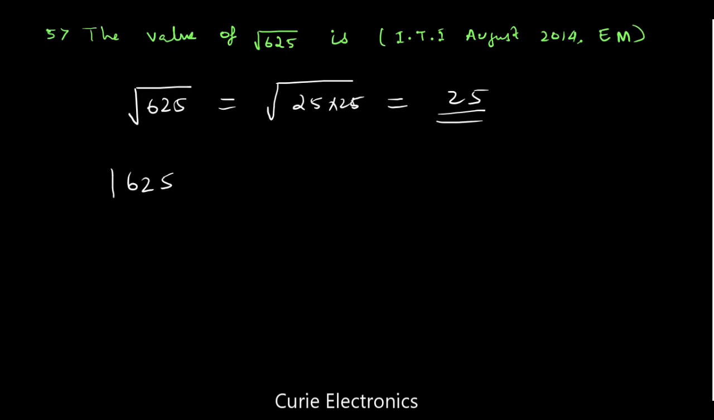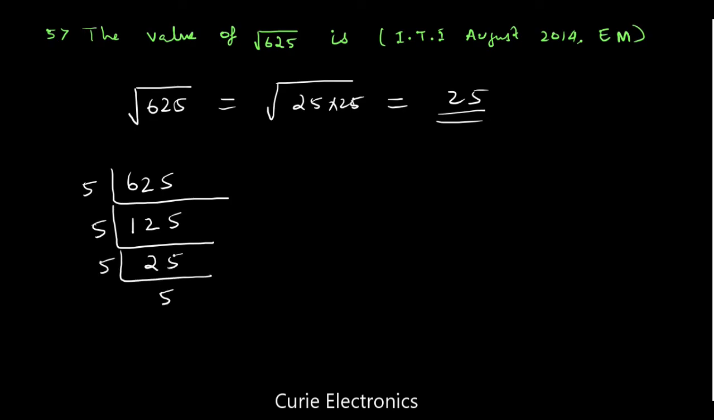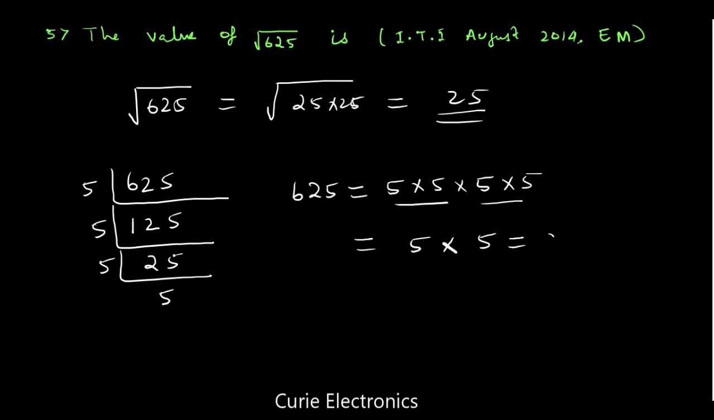If we don't remember at all, then we will divide by 5. 625 divided by 5 gives 125, then 25, and again we divide by 5 to get 5, and 5. Now 625 equals 5 multiplied by 5 multiplied by 5 multiplied by 5. So we will take one number from each pair. So it is 5 multiplied by 5, which comes to 25.